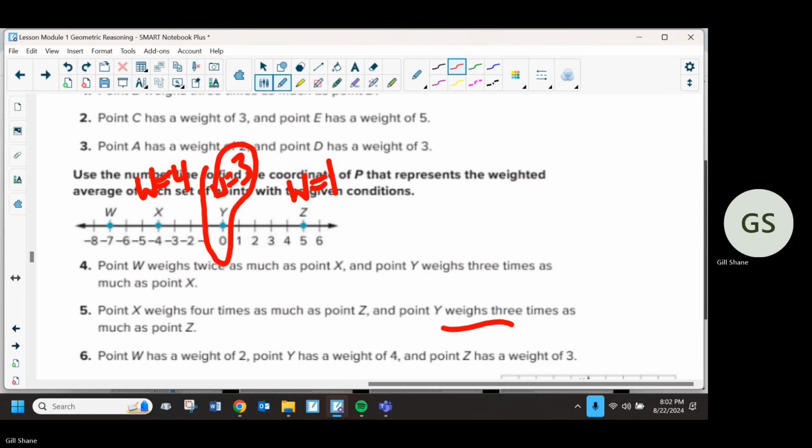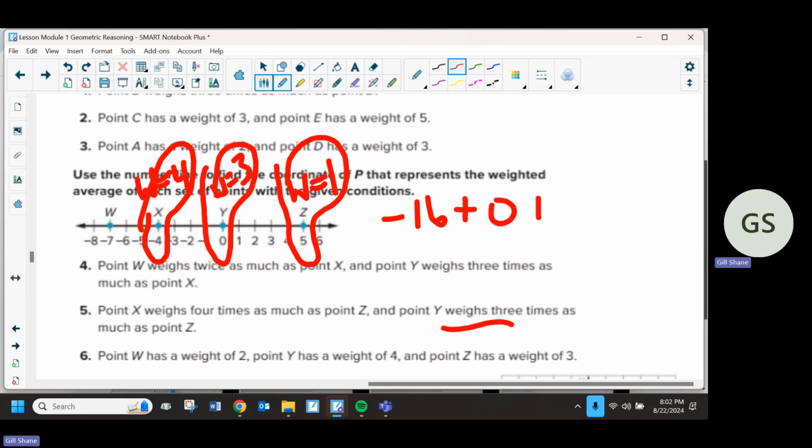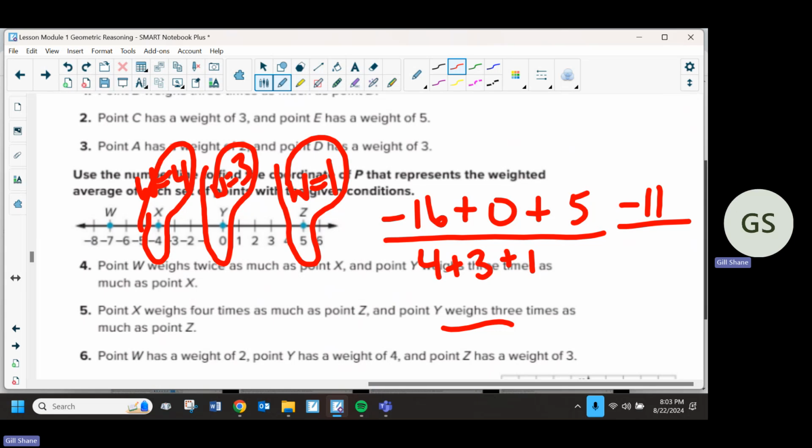Circle, circle, and circle. So 4 times -4, I'm just multiplying what's in the circles. 3 times 0, and 1 times 5, divided by the weights added together. 4 plus 3 plus 1. And I get, what's that? -11 over 8, I believe. And that would give me, I think this was the answer, -1.375. So that's number 5.